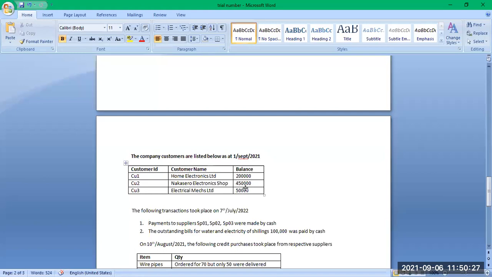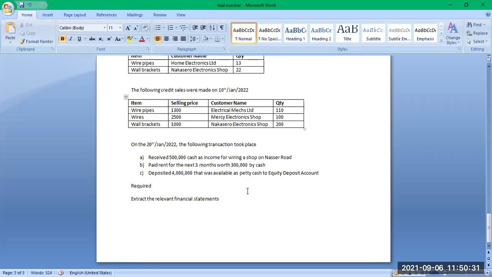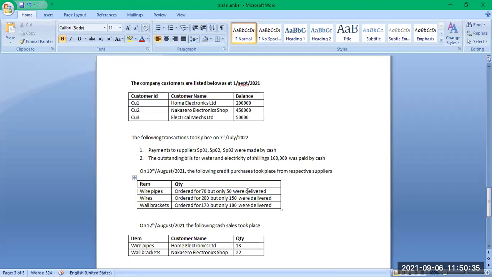Okay. So we have captured all of those. Then let's make some transactions. They say that the following transactions took place on 7th July 2022.